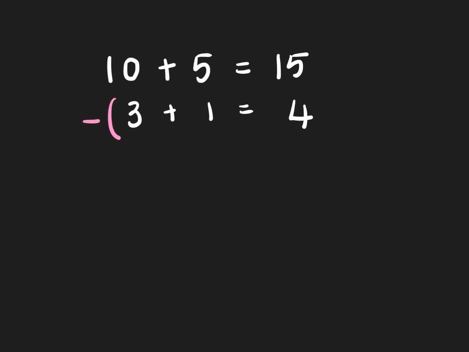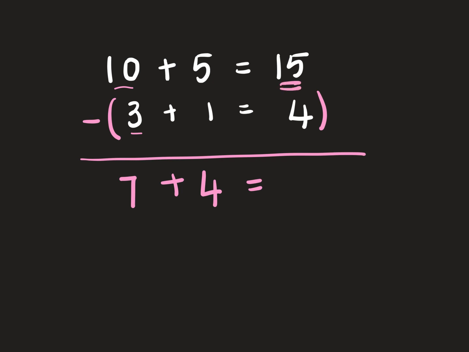Here are another two true statements. 10 plus 5 is equal to 15. And 3 plus 1 is equal to 4. If I have got two true statements, I can subtract them and I will also get a true statement. Look at this. 10 take away 3 is equal to 7. 5 take away 1 is equal to 4. Positive 4. And 15 take away 4 is equal to 11. This is a true statement because 7 plus 4 does equal 11.